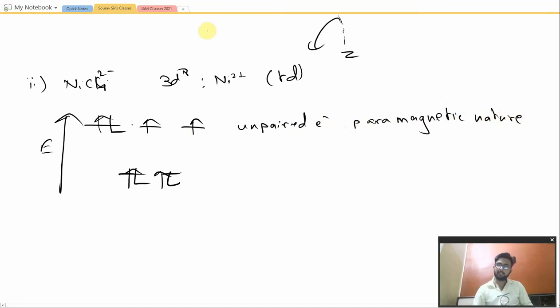The above energy profile diagram is for the square planar complex, and this one is for the tetrahedral complex.